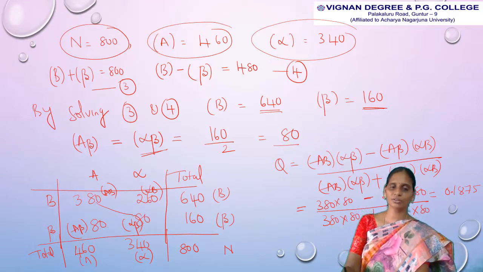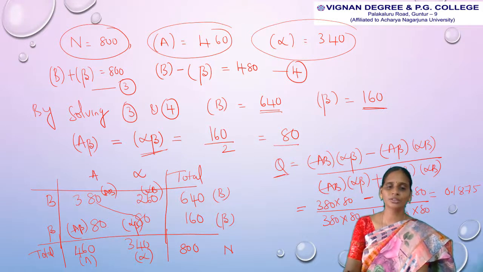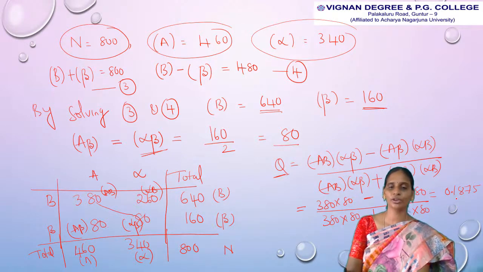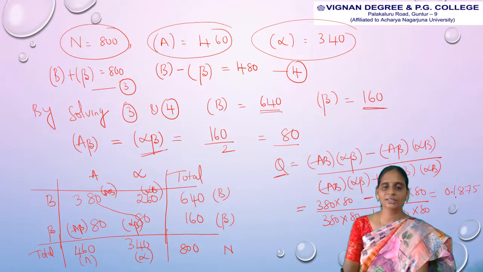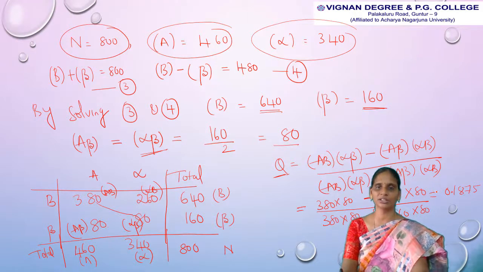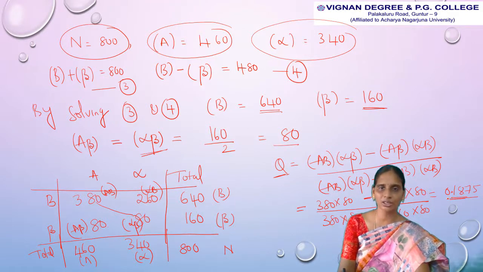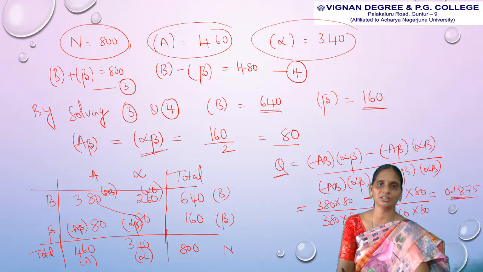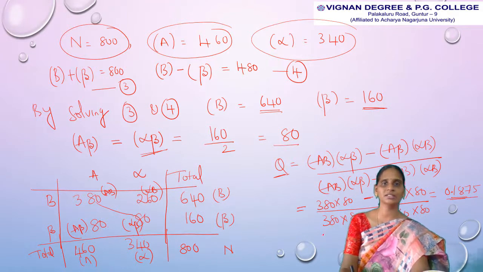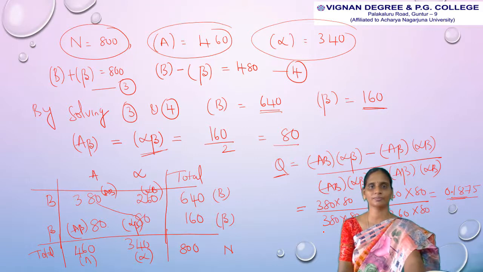This coefficient shows a positive association of low degree between sex and success in examination. So this value is 0.1875, a low degree positive association between sex and success in examination. So this is the comment. So this is the problem.